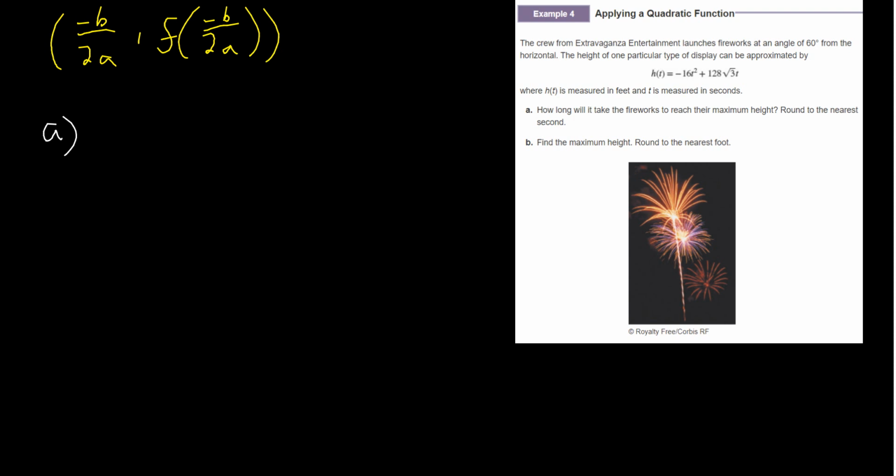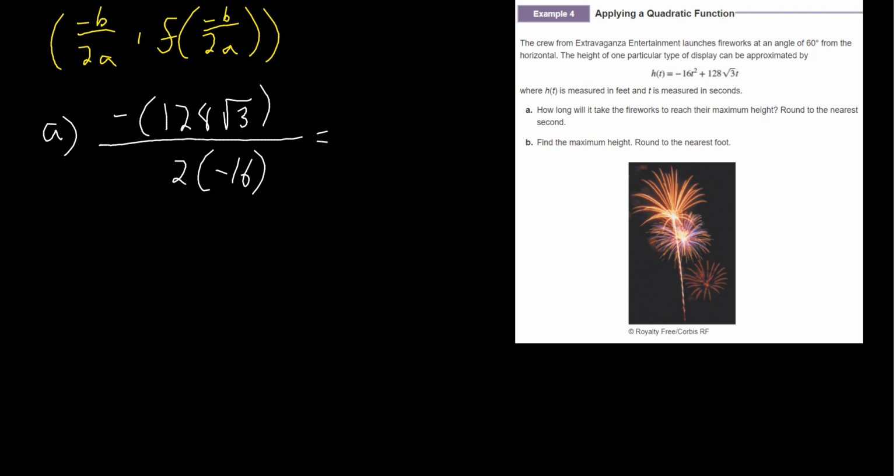So it's going to be a negative, and then my b value is 128 times the square root of 3. Okay, that's negative b all over 2a. Well, 2 times a, which is negative 16. Again, these variables have nothing to do with the a, b, c terms. We're just looking simply at the value in front of them. So 2 times negative 16.